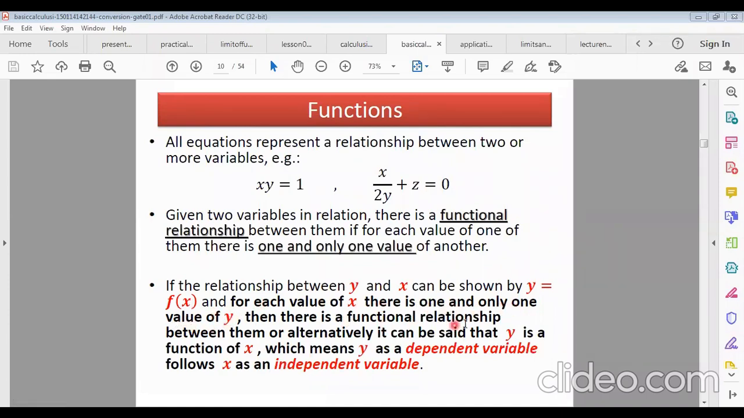Then there is a functional relationship between them, or alternatively, it can be said that y is a function of x, which means y as a dependent variable follows x as an independent variable. That means from this definition of function, we get only two variables: x is the independent variable and y is the dependent variable.